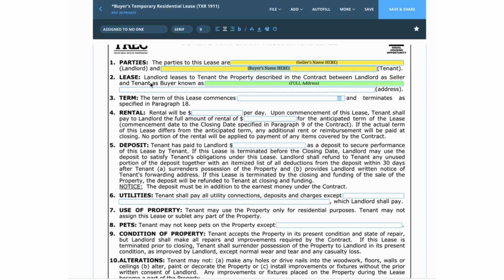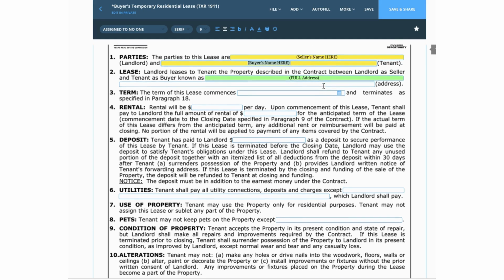The second one says landlord leases to tenant the property described in the contract between landlord as seller and tenant, known as, and you're going to put the full address here. As you can see, that right there gives you a hint. We're going to put the address in this box. City, state, zip code, all that in there.